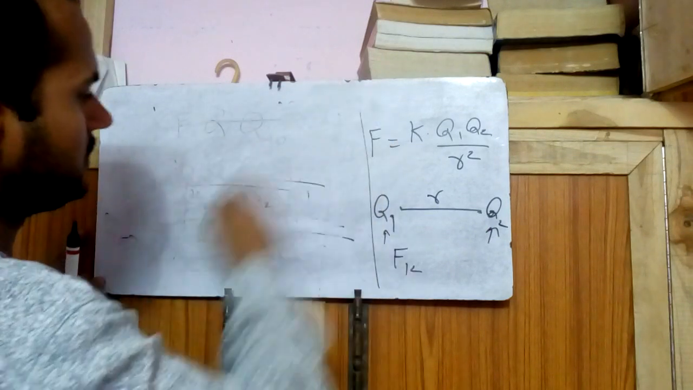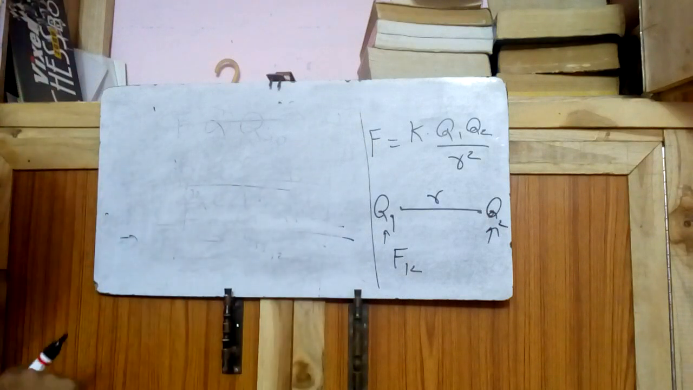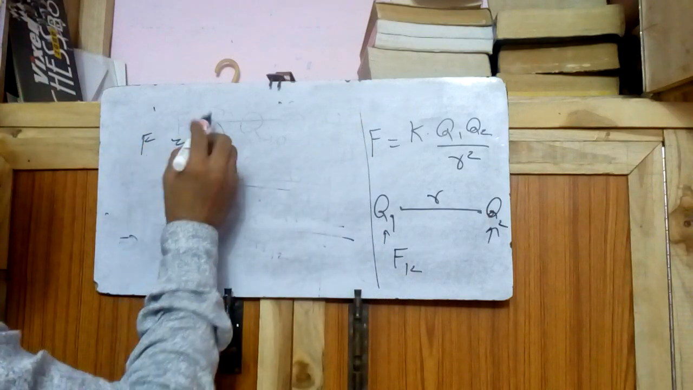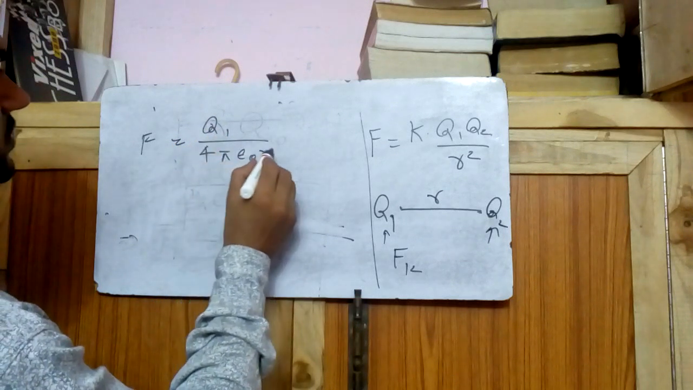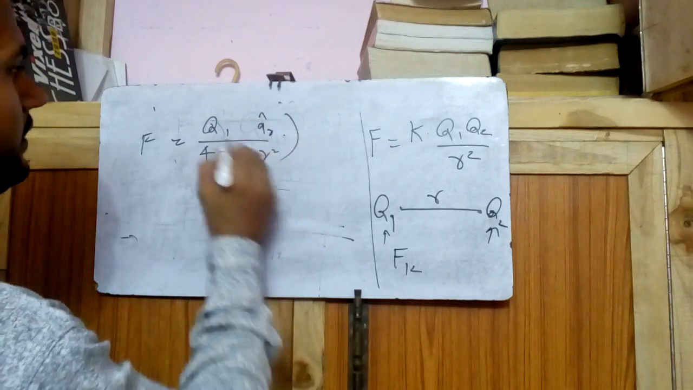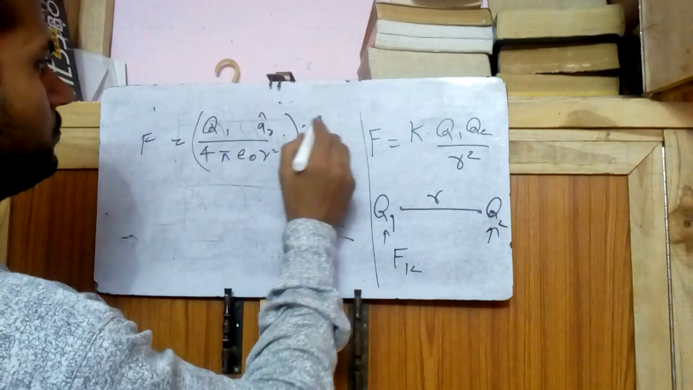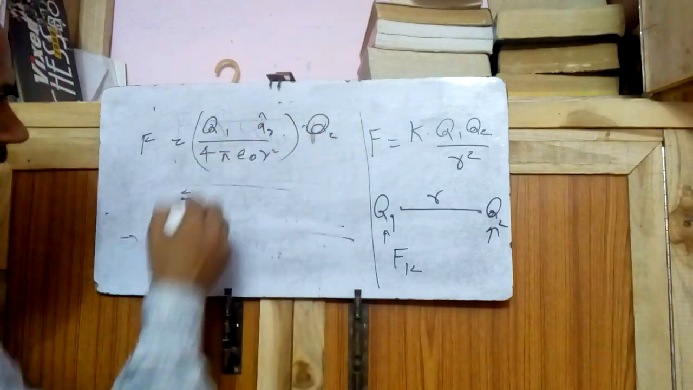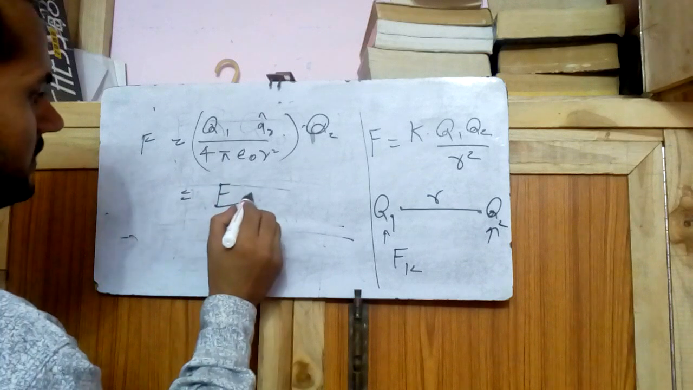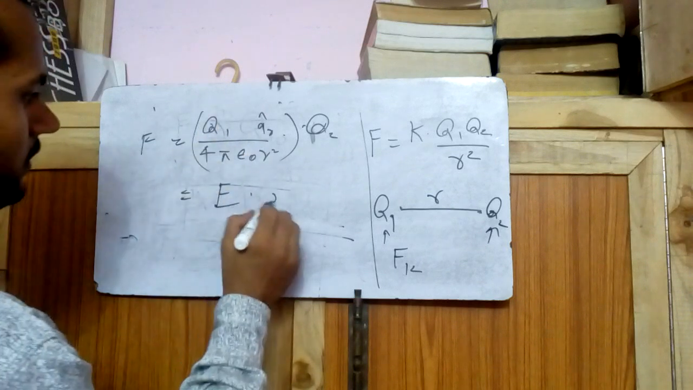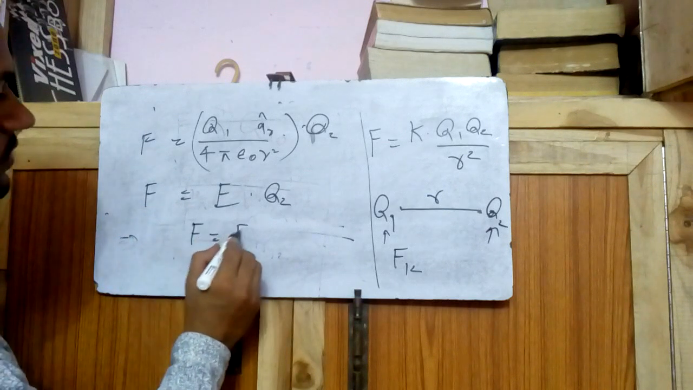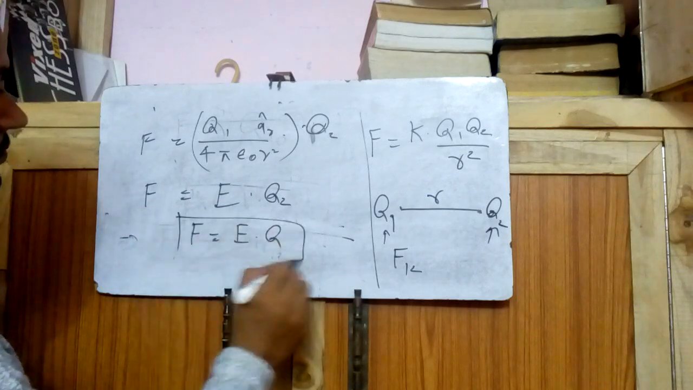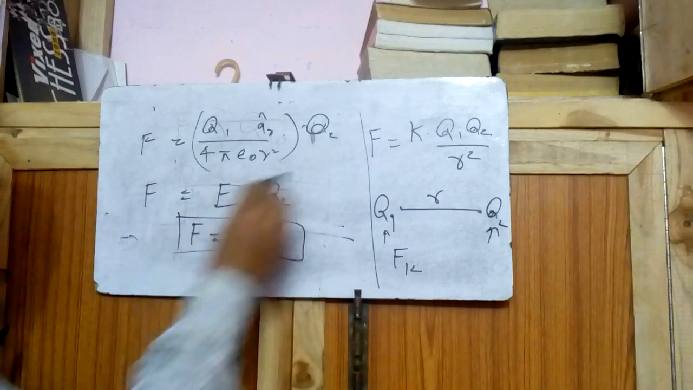So we can arrange this force formula as F is equal to Q1 upon 4 pi epsilon naught R square, AR directed, into Q2. And this is the electric field intensity E because of Q1. So in general we can write F is equal to E into Q.